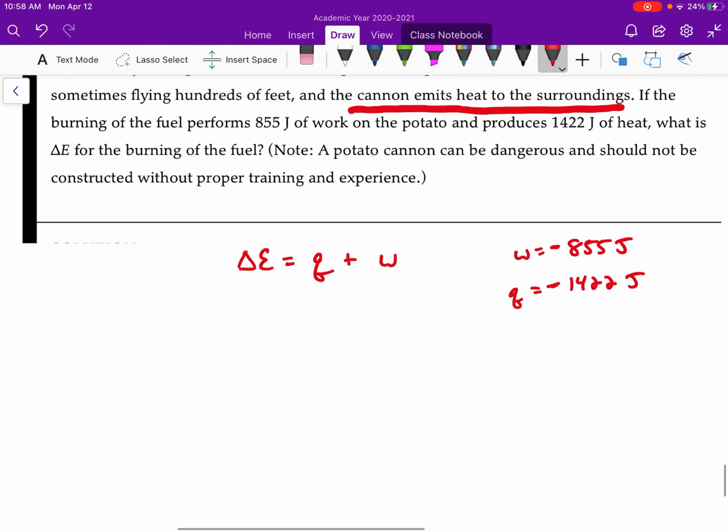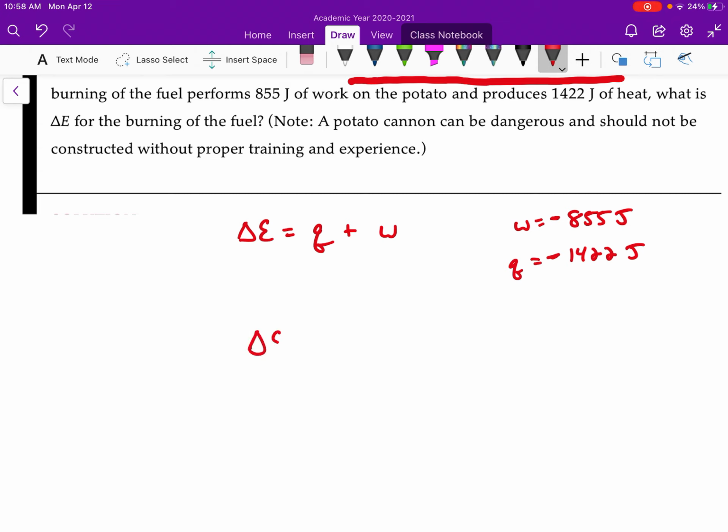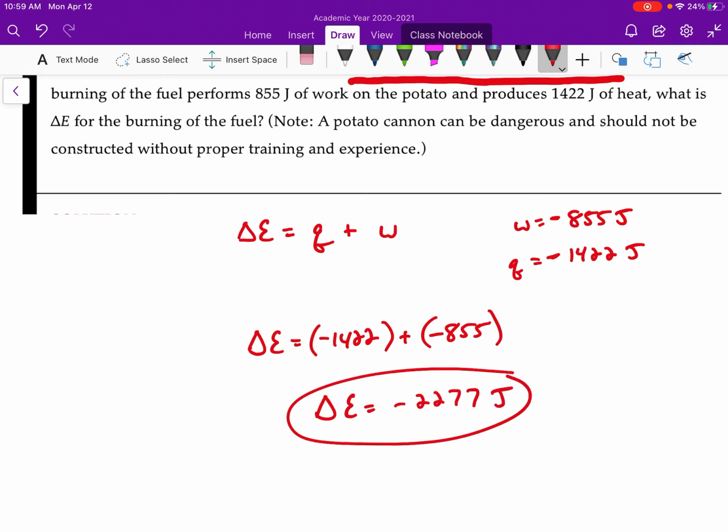Okay? So if we put these together, delta E is negative 1422 plus negative 855. They're both in joules, so that should add up nicely. And that's going to give us a final answer of negative 2277 joules, which would make this overall an exothermic process. Okay? So it's all about signs. Okay? And positive versus negative.